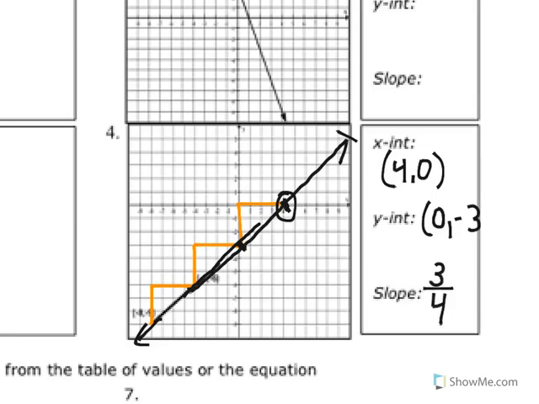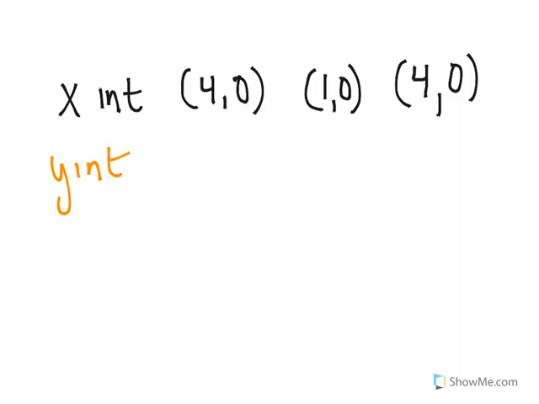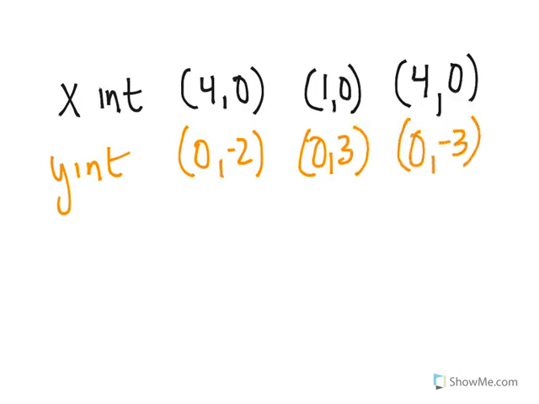Now, there's something I want to point out to you. This is very important. On the first question, we said the x-intercept was (4, 0). On the second one, it was (1, 0). On the fourth one, I'm skipping the third one because it was a special line. But the third one was (4, 0). On the y-intercepts, we had (0, -2), (0, 3), and (0, -3).